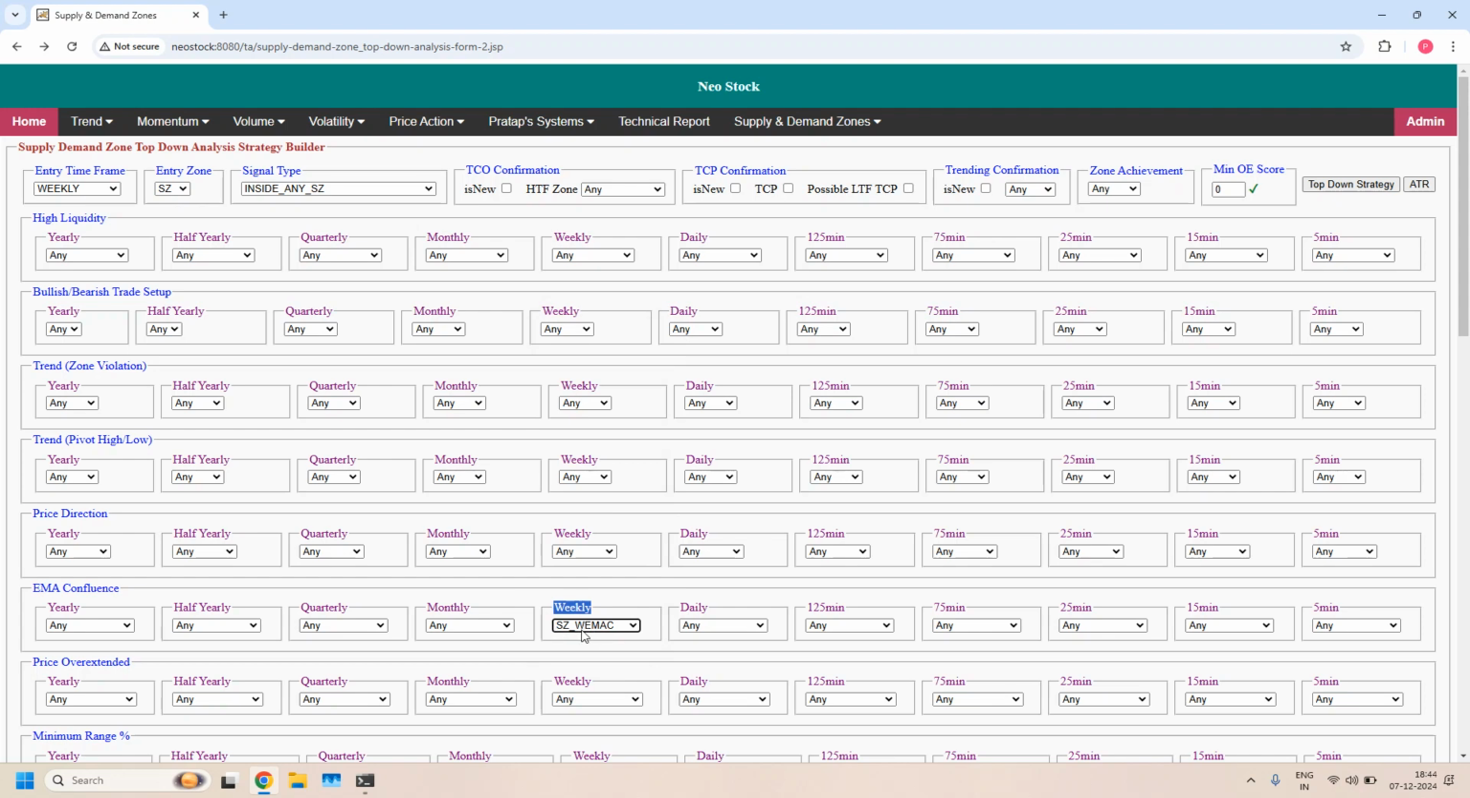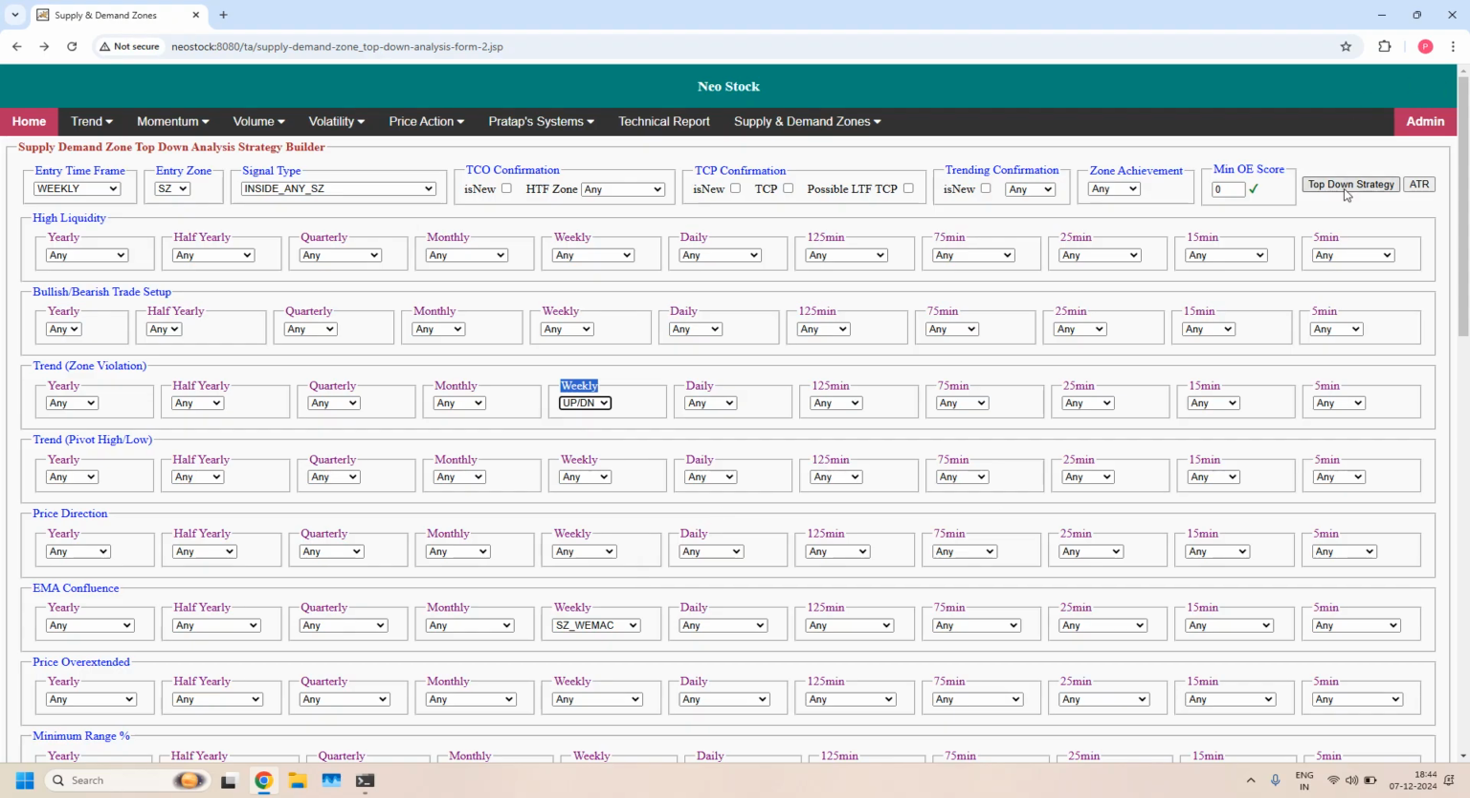But during this EMA Confluence, we should eliminate sideways trade setup related trends. So that's why in the zone violation trend parameter at a weekly time frame, I am selecting only up or down trend but not sideways. Because EMA Confluence makes sense only in the trending market, not in the sideways market.